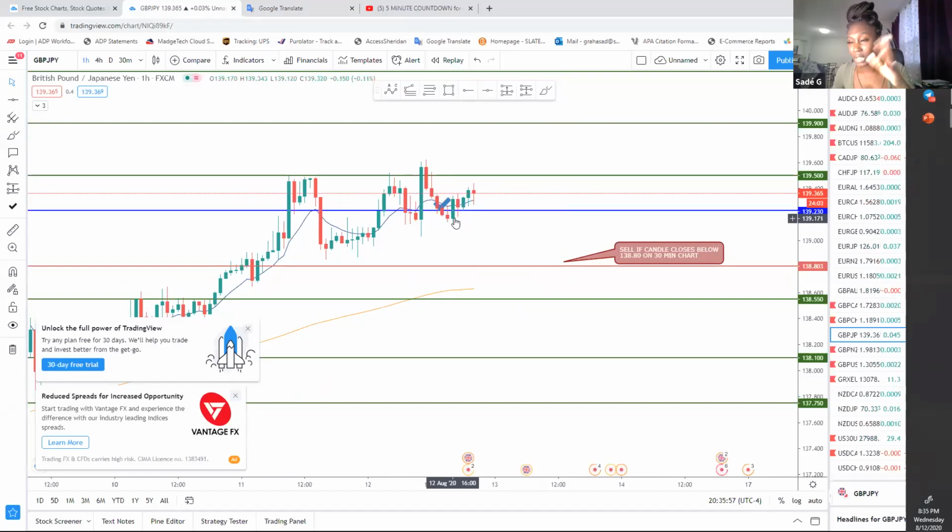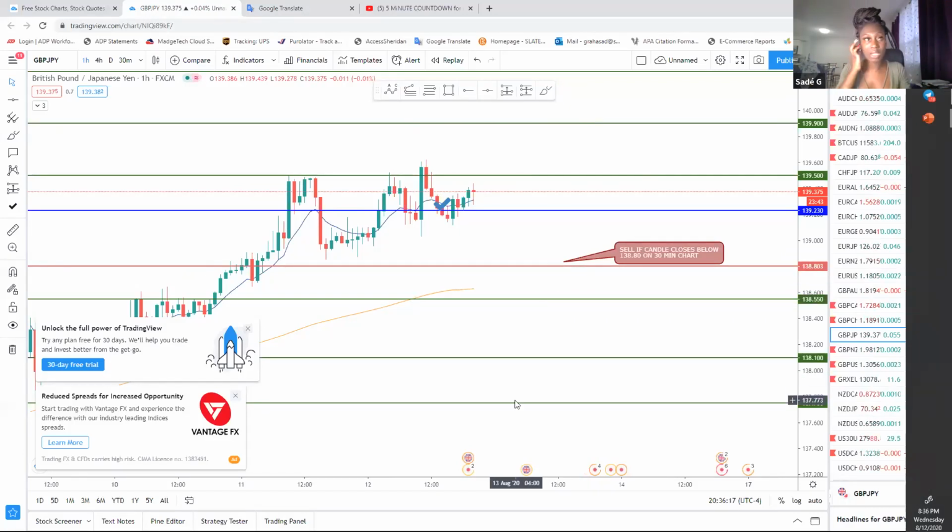Obviously market moves however it moves, but it continues to move up. We're approaching take profit 1, the take profit 2 is here, and take profit 3. But if the market should reverse and come to this red line, we're going to enter a sell if the candle closes below this price on the 30-minute chart. Take profit levels are here.